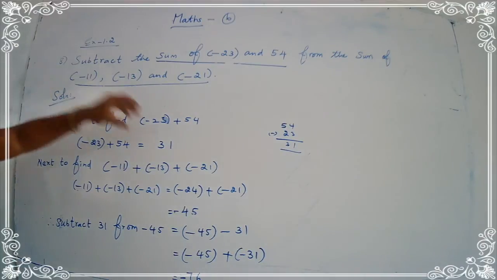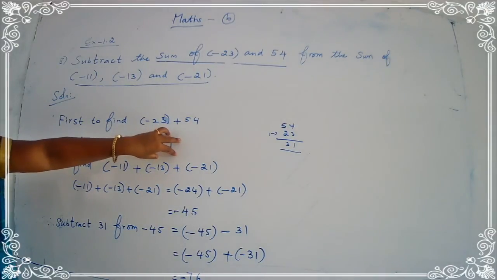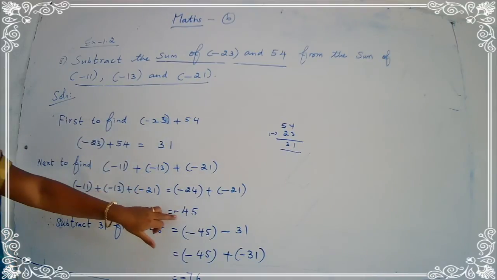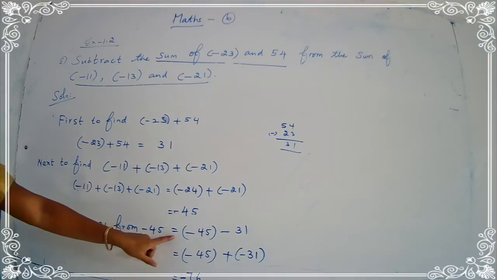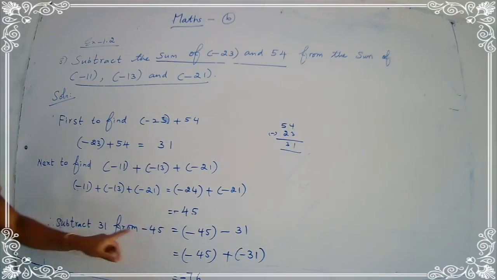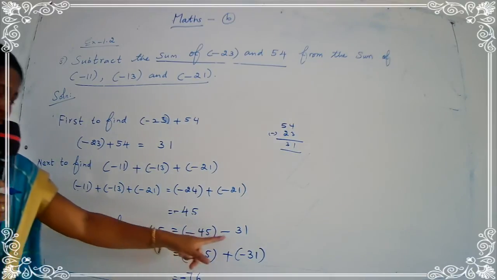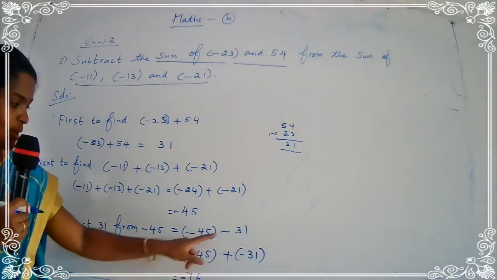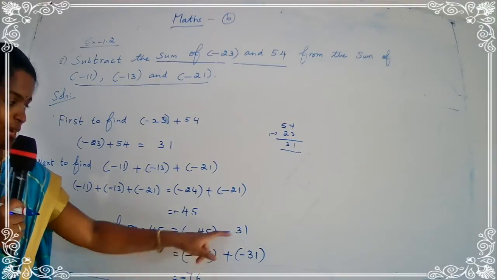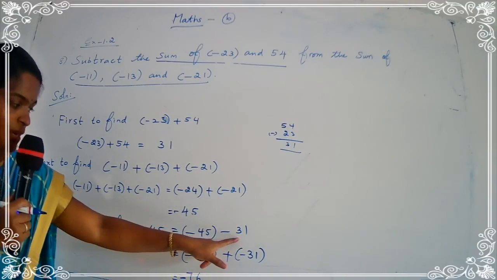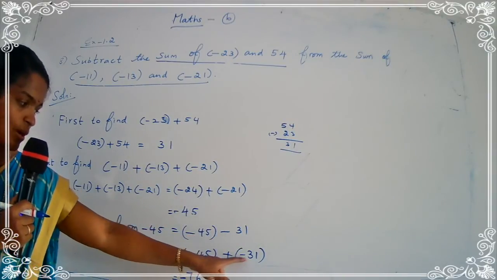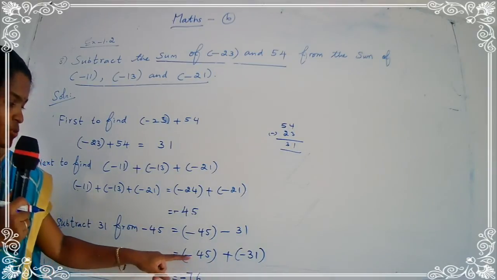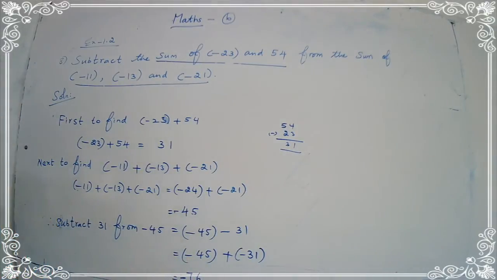Now your question, subtract the sum 31 from the sum of minus 45. So subtract 31 from minus 45 is equal to minus 45 minus 31. Here is minus, subtraction. So I convert into plus. That time you put the additive inverse of 31. What is the additive inverse of 31? Minus 31. Now you have to add. So your answer is minus 76.